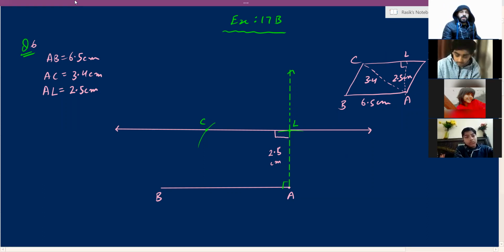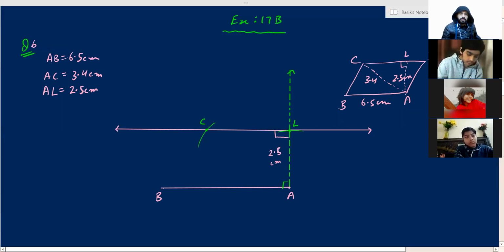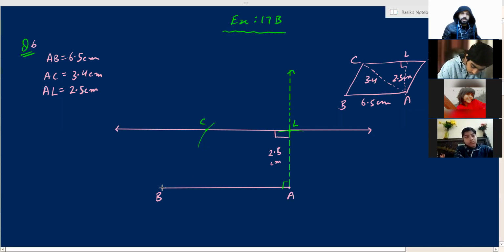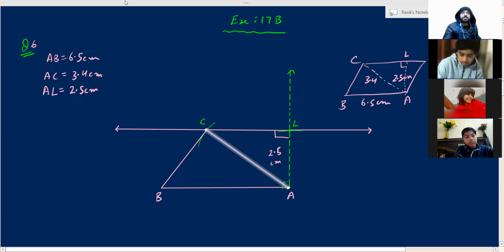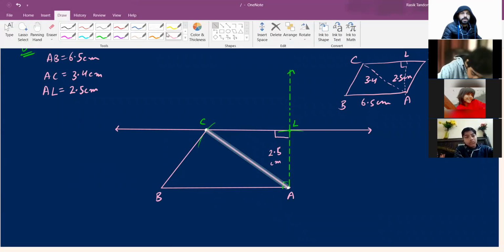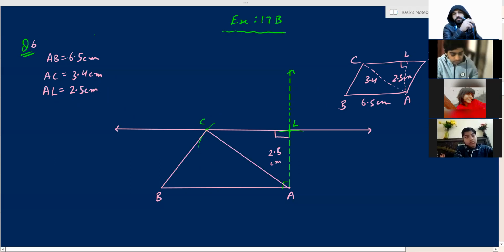If you want, you can join AC also. So we are joining BC and AC. BC is one of the sides of the parallelogram and AC is one of the diagonals. Still we have not got the vertex D. How can we find the vertex D? Can anyone tell me how to find the vertex D?